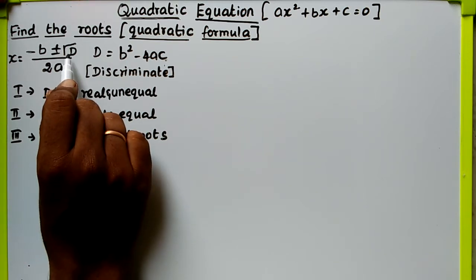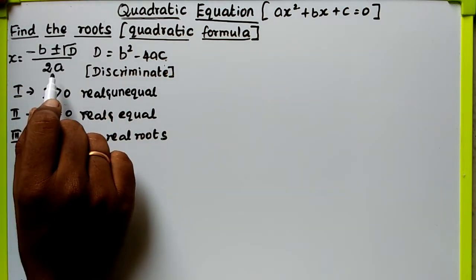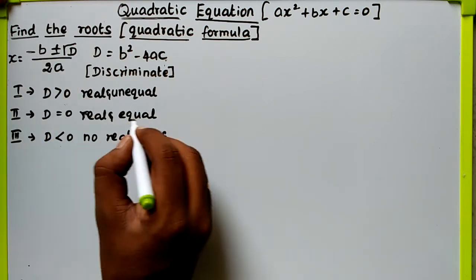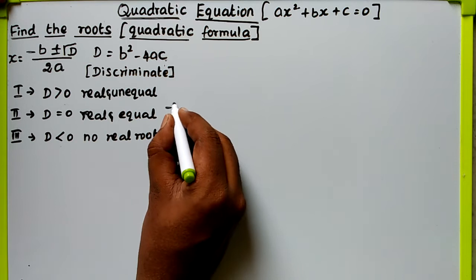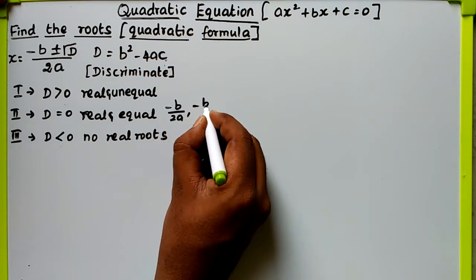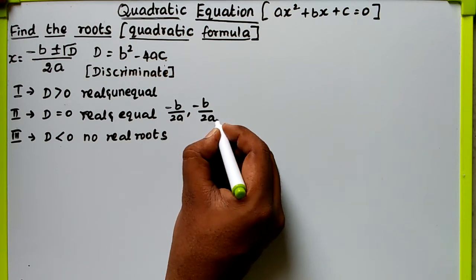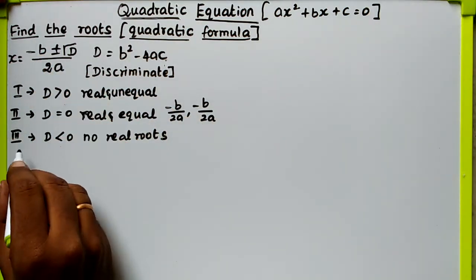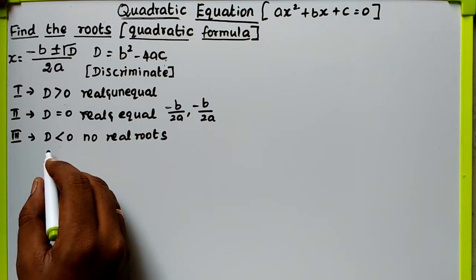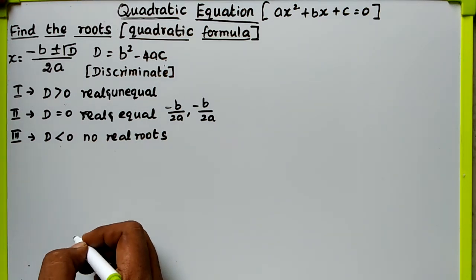When D becomes 0, we can write the formula as minus b by 2a and minus b by 2a, no need to write the full formula. And when D is less than 0, there are no real roots, so we can stop at D and come to the conclusion: no real roots.